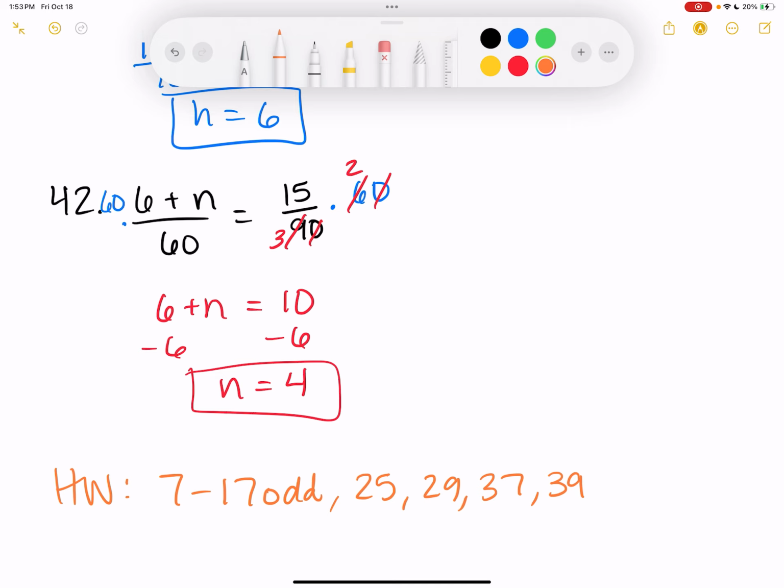All right, 7 through 17, odd, 25, 29, 37, and 39. You have more than enough time. You should be able to finish these before you leave and not have homework this weekend.